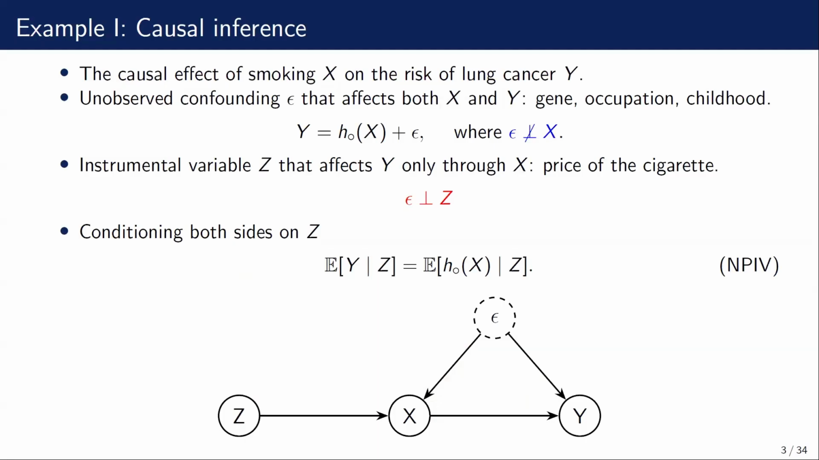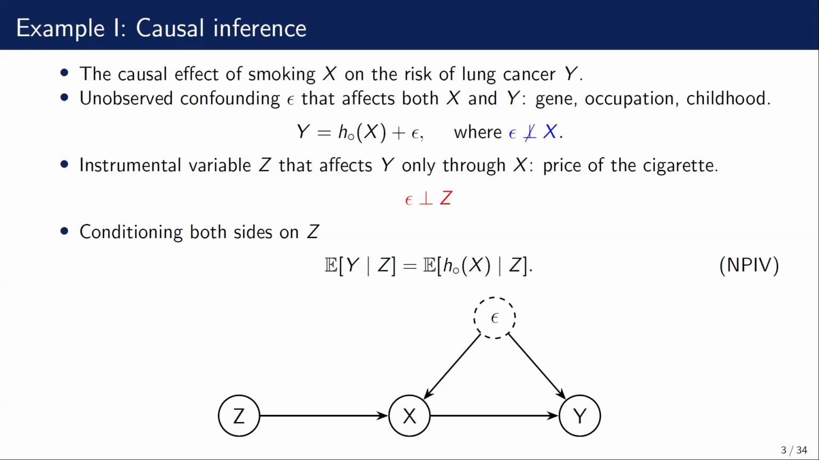Say you want to study the causal effect of smoking X on the risk of lung cancer Y. And we say there exists some unobserved confounding epsilon that affects both X and Y at the same time. A typical example of epsilon could be your gene or your occupation or childhood experience. Here we make a very strong assumption that the epsilon effect is additive. So the target variable Y equals H star X plus epsilon. So epsilon is only additive on Y.